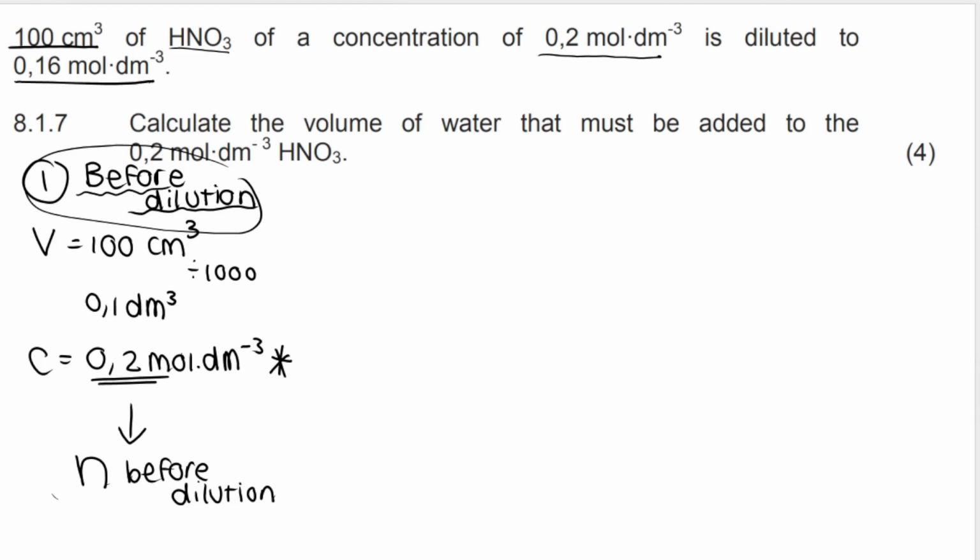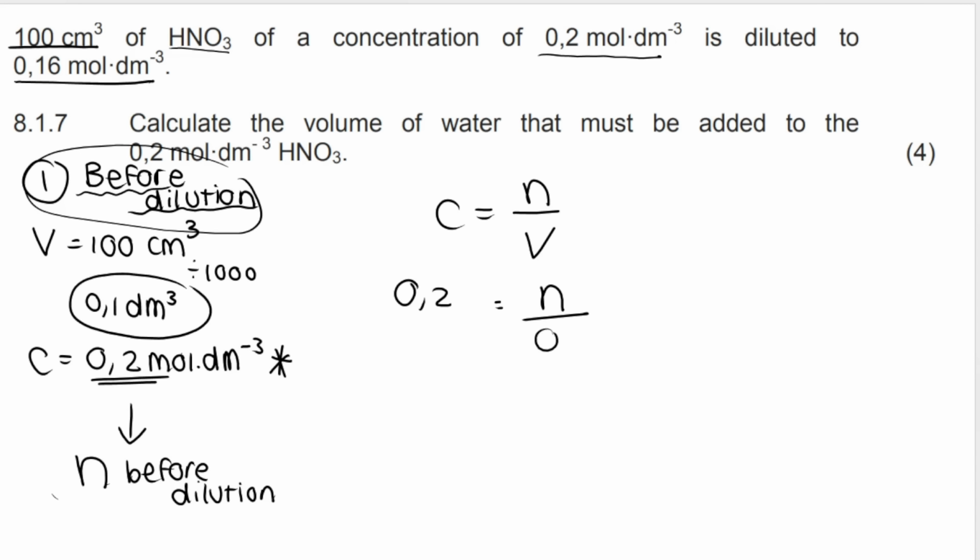So step 1, I'm going to work out the moles before dilution using the following formula. Remember, C is 0.2, N is what I'm looking for, and V, you must convert to cubic decimeters, is 0.1.